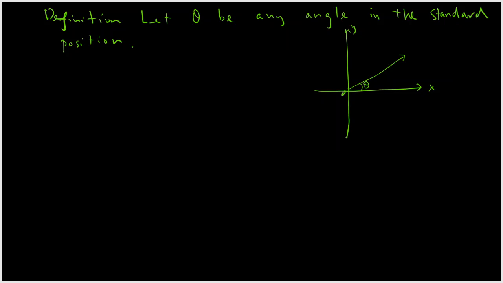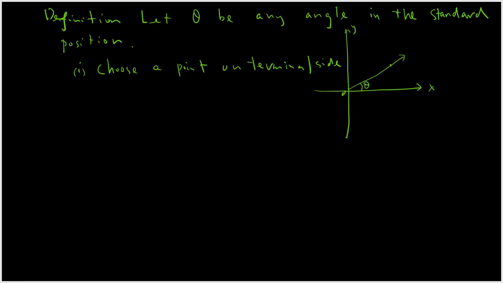To define the trig value, we need to choose a point on the terminal side. I will do it in 2 steps. You choose any point on the terminal side. Choose a point on the terminal side. Choose any point on the terminal side.